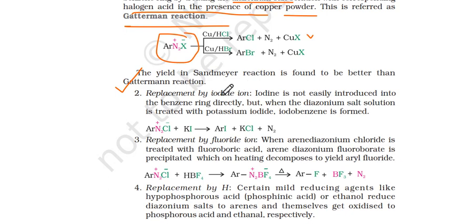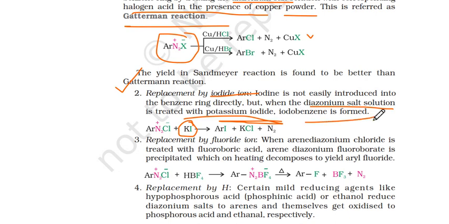Now replacement by iodide. Iodine is not easily introduced into the benzene ring directly, normally iodine won't enter like this, but if you treat this diazonium salt with potassium iodide, you'll get iodobenzene.